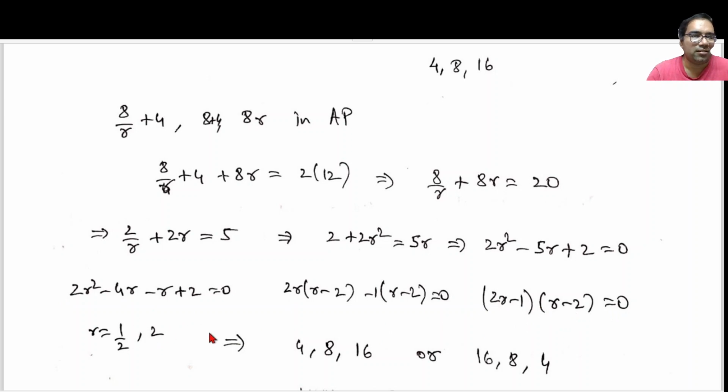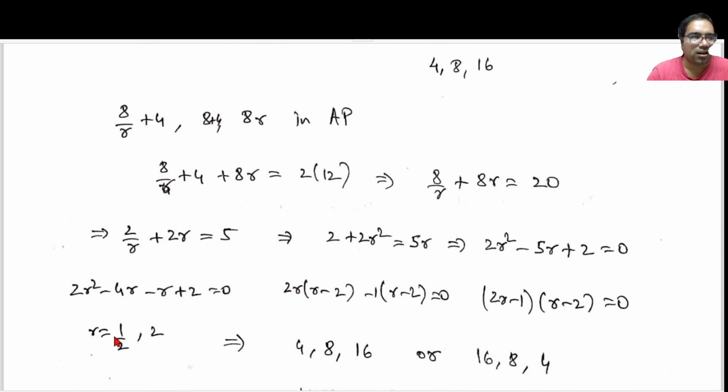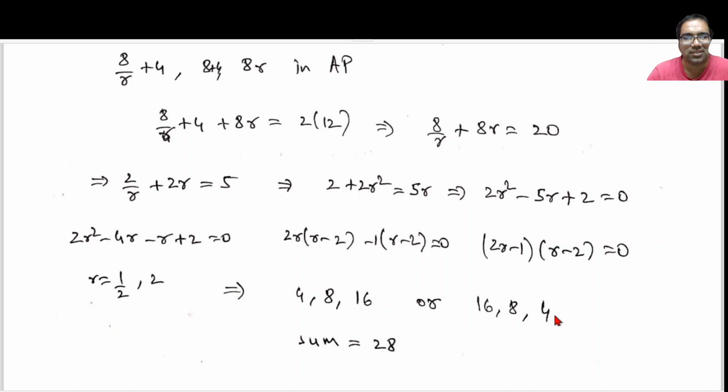Whichever one we take, a is 8. If we take r as 2 or r as half, then we get these two sequences: 4, 8, 16 or 16, 8, 4, whichever way you take. In both cases, both are the same actually. Whichever order you take, the sum is actually 28.